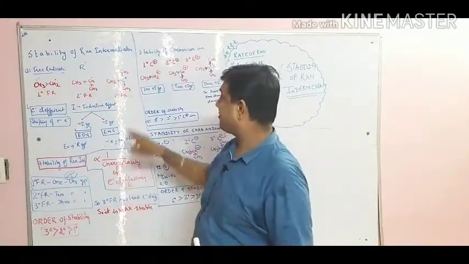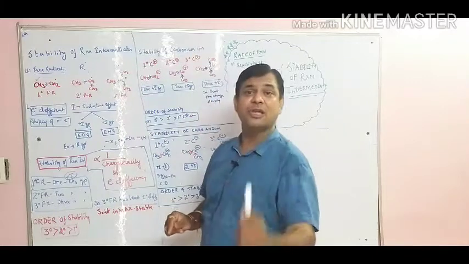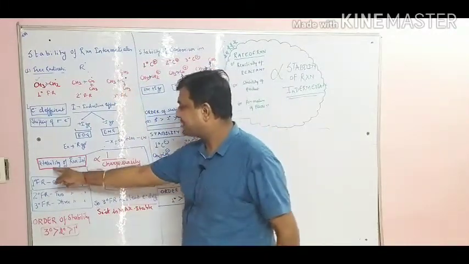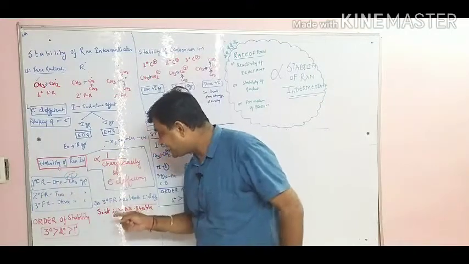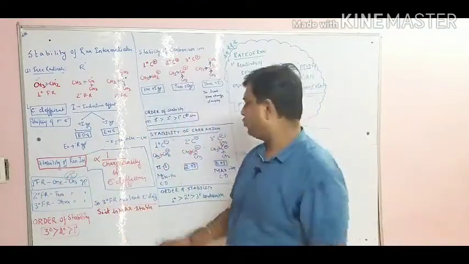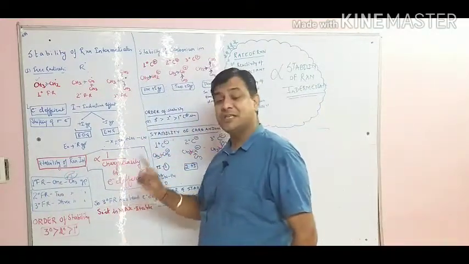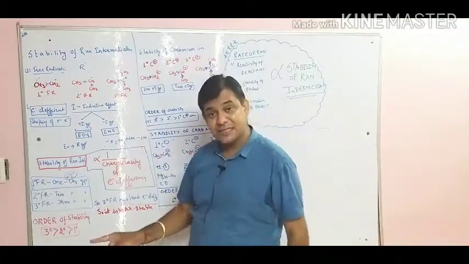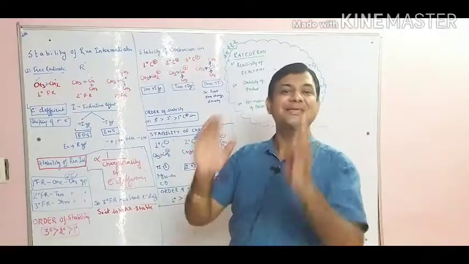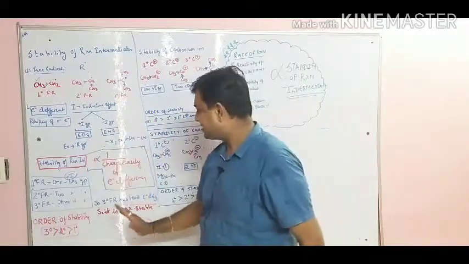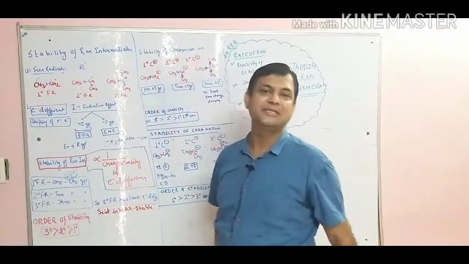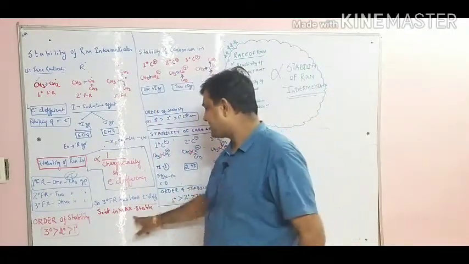So the central carbon, the free radical carbon, has got the least electron deficiency in the tertiary free radical. What I have written, see, stability of the reaction intermediate is proportional to 1 upon electron deficiency. That is, where the electron deficiency is least, that will be maximum stable. So in this case, the tertiary free radical has got the least electron deficiency, so it is maximum stable.